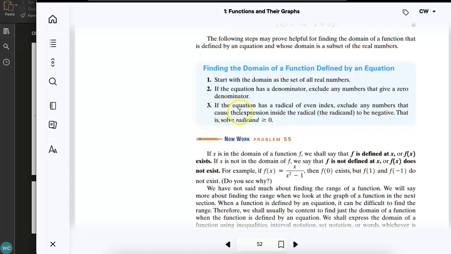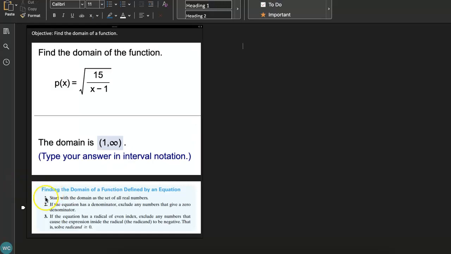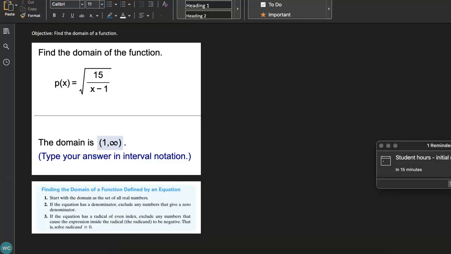And then last, if the equation has a radical of even index, think square root, fourth root, sixth root, and so on and so forth, we'll exclude any numbers that cause the expression inside the radical, that's called the radicand by the way, to be negative. So in other words, we're looking at solving this inequality where the radicand is greater than or equal to 0. So that's where I got this little blue text box, and just wanted to show you where you can also access that within your e-text.